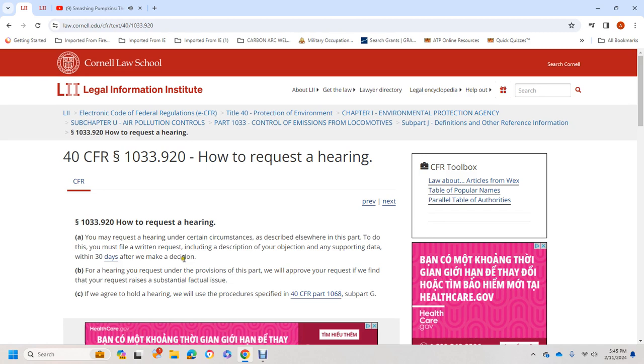B, for hearing requests under provisions of this part, we will approve your request if we find that it raises a substantial factual issue. C, if we agree to hold a hearing, we will use the procedures specified in Title 40 CFR 1068 Subpart G.